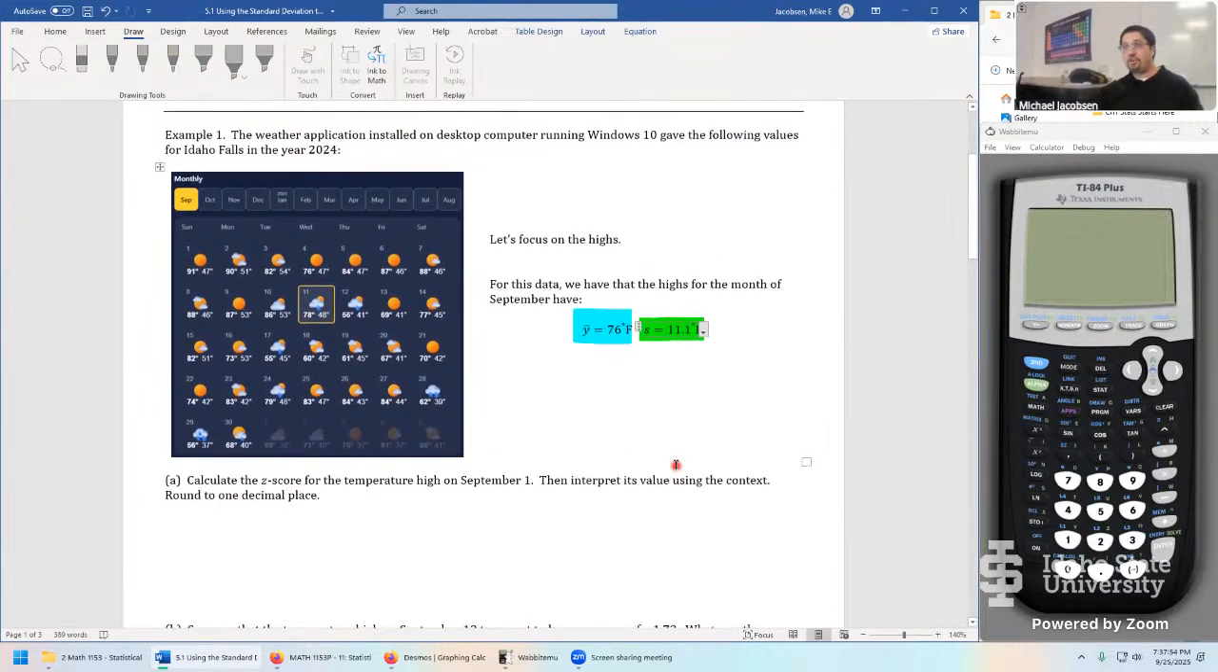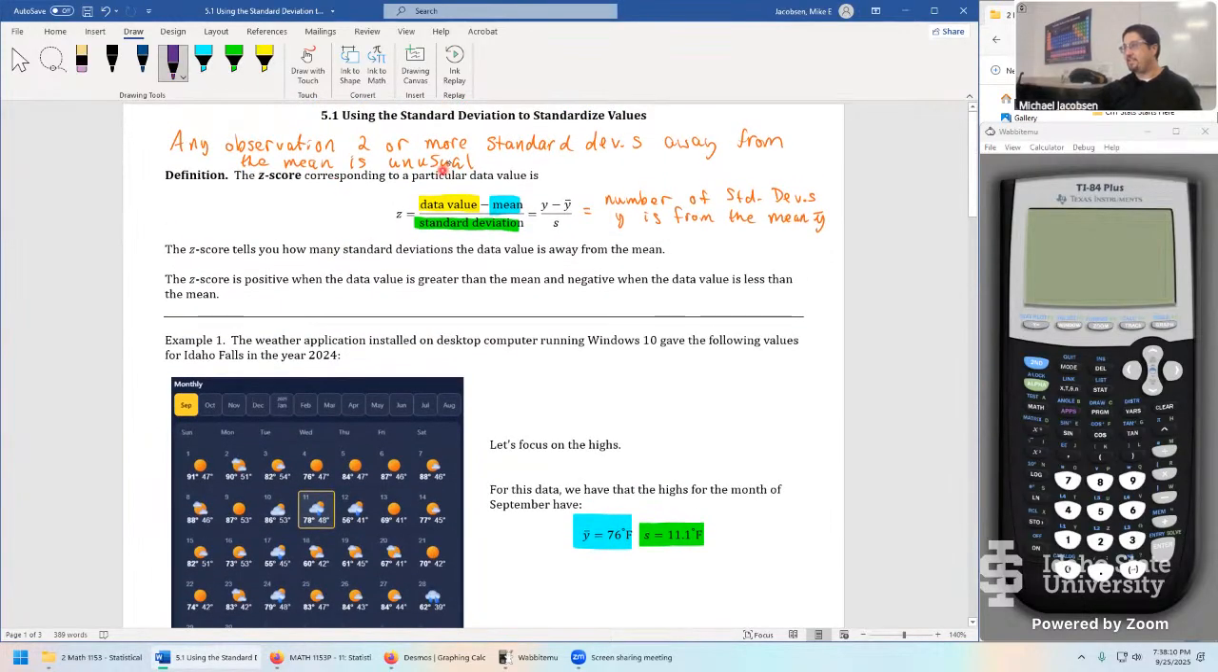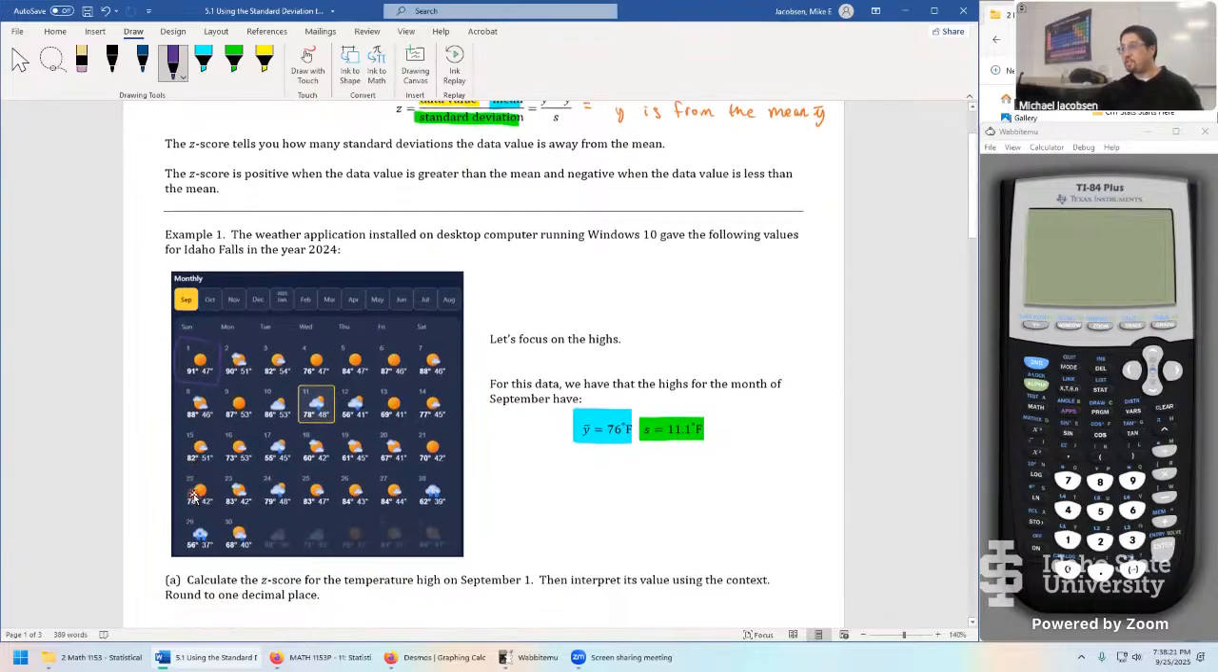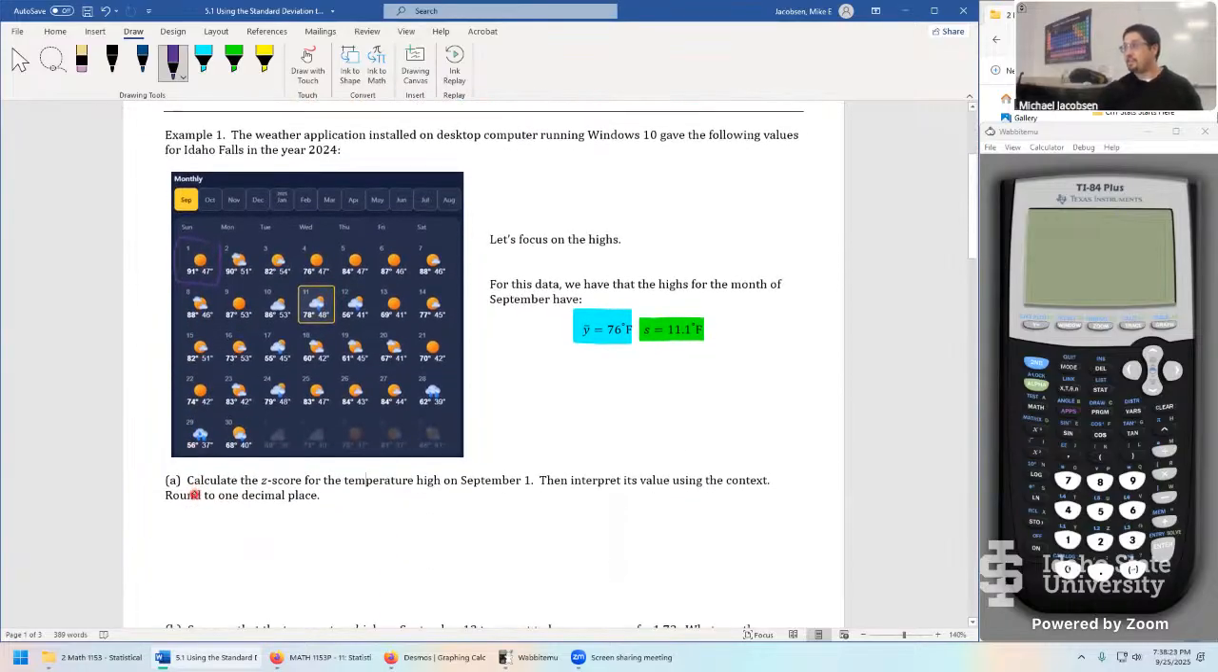Given all that information, it asks us to start out: calculate the z-score for the temperature high on September 1st. Because it looks unusual, right? We want to know, was it really unusual? We have a benchmark for that. If it's more than 2 standard deviations away, it'd be positive because that's above the mean, we'll call that an unusual observation. So we're concerned about what's going on with the 91 degrees.